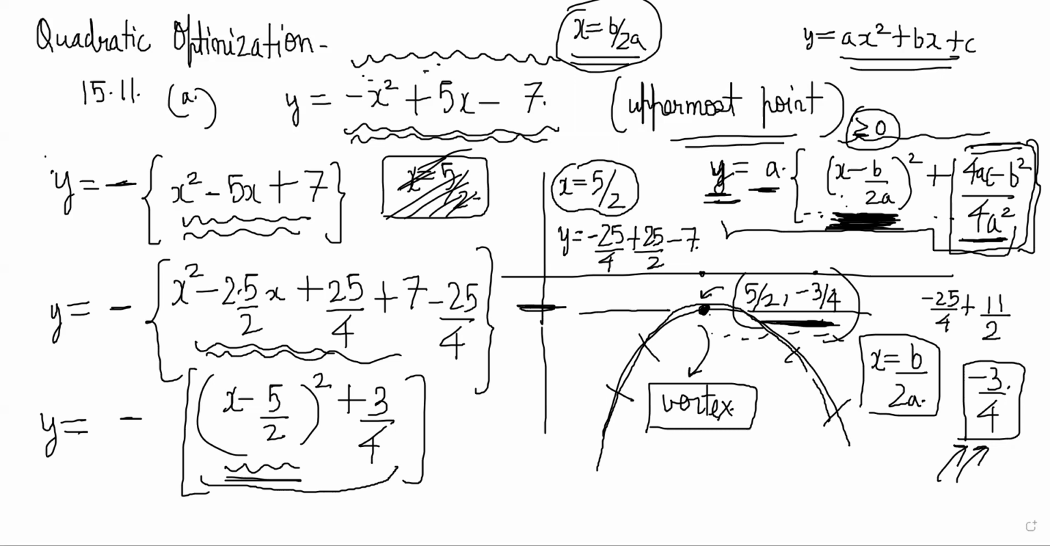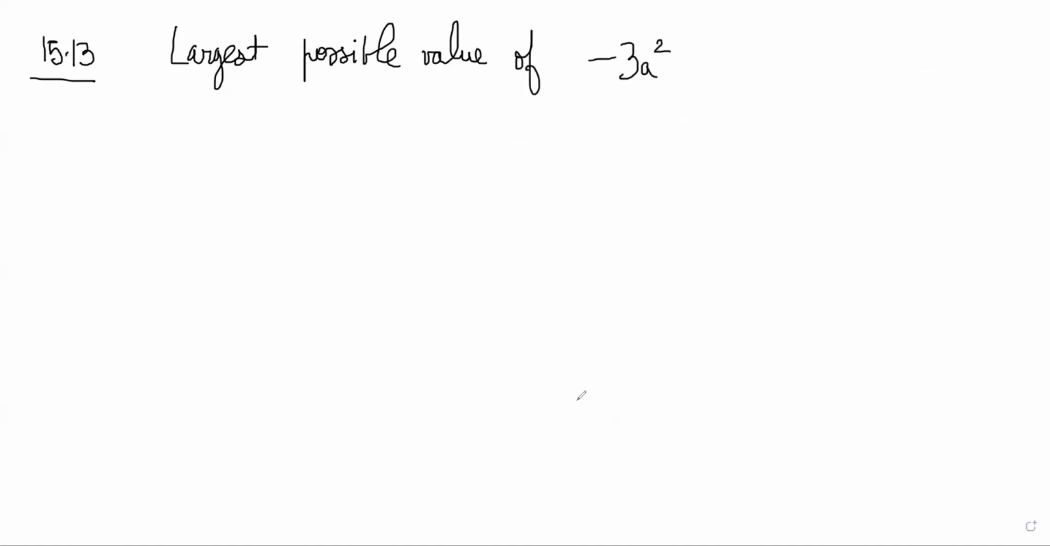So let's look at question number 15.13. Here it says: find the largest possible value of minus 3a square minus 36a plus 2, if a is a real number.